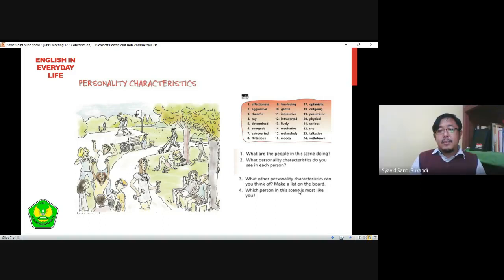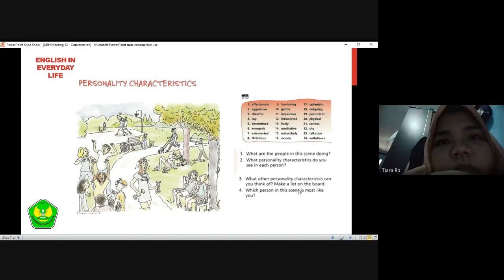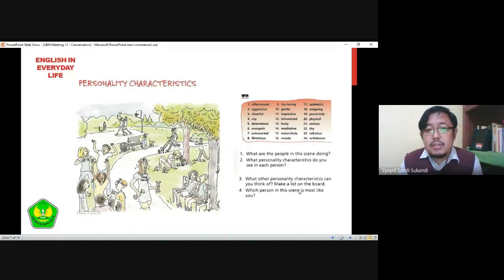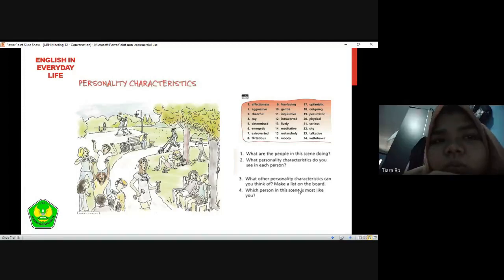Very different from intro. Intro means inside, di dalam. You can enjoy yourself being alone. Mau sendiri juga nggak apa-apa. That's introvert.